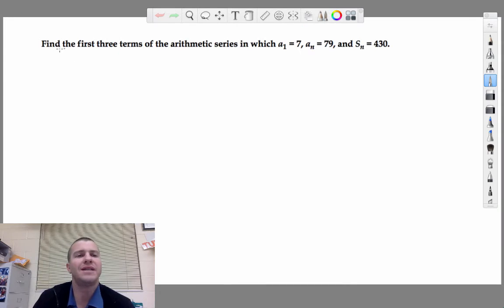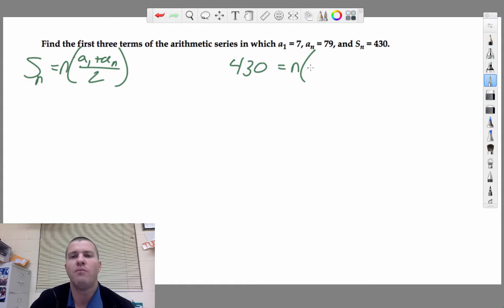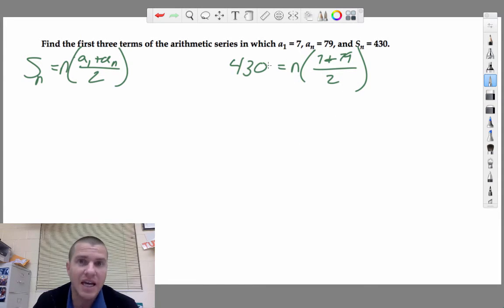So in this one, it's asking to find the first 3 terms of the arithmetic series. They gave me a1, they gave me a sub n, and they gave me S sub n. So they gave me the sum, the first term, and the last term. What I'm going to do is try to find n. I'm plugging this in the Sn formula, which I have here. I don't know the n. I know a1 is 7. I know an is 79. And I'm only missing that n here, which I can solve for.